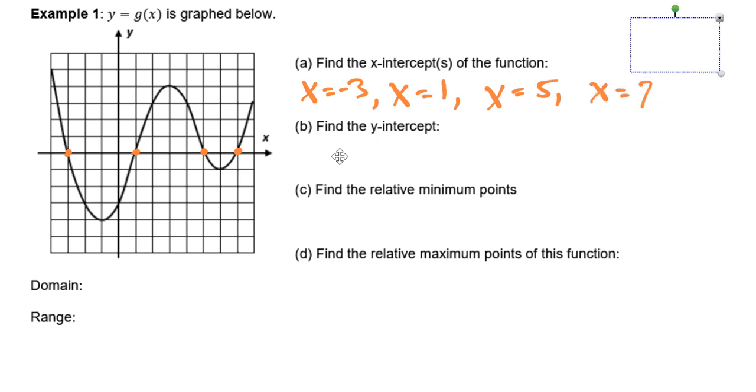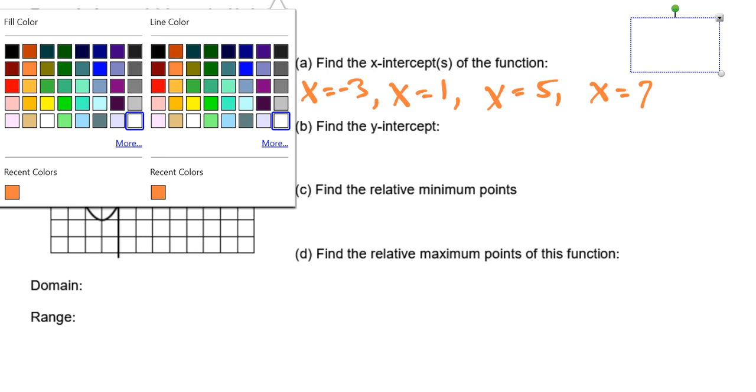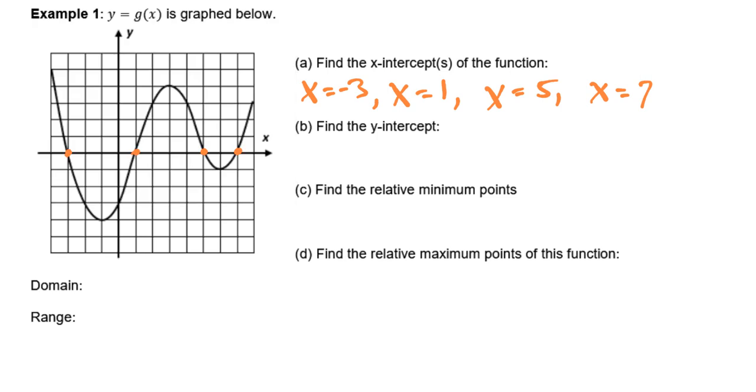The y-intercept. Where is the y-intercept? Where does my graph cross the y-axis? Well, our graph crosses our y-axis down here at the point 0, negative 3. So that is the value of y is negative 3 at our y-intercept.